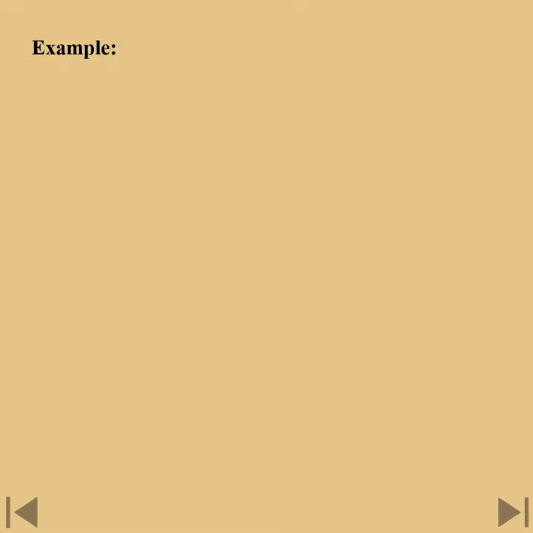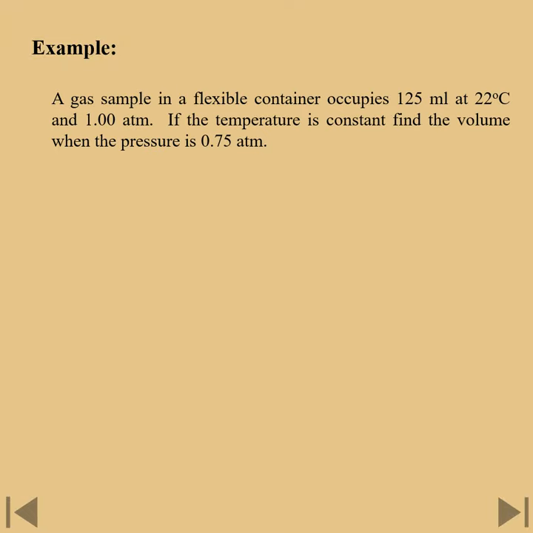Let's do an example. We're told a gas in a flexible container, which means that the volume can change, occupies 125 milliliters at 22 degrees C and 1 atmosphere of pressure. If the temperature is constant, find the volume when the pressure is 0.75 atmospheres. Well, the pressure is changing, and we want to see what happens to the volume. So we bring out Boyle's law. P2 times V2 is equal to P1 times V1. I just put the 2's on the left because we're after the 2. We're after the new volume V2.